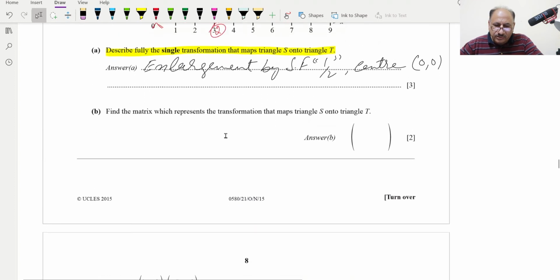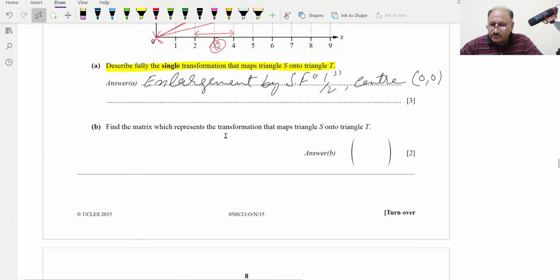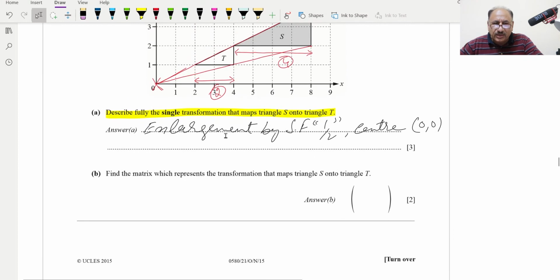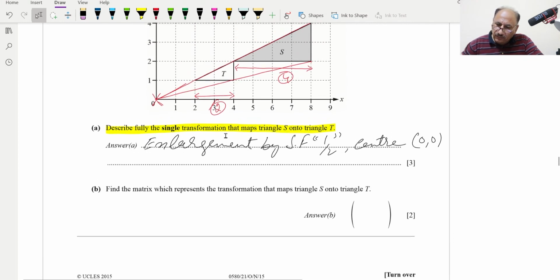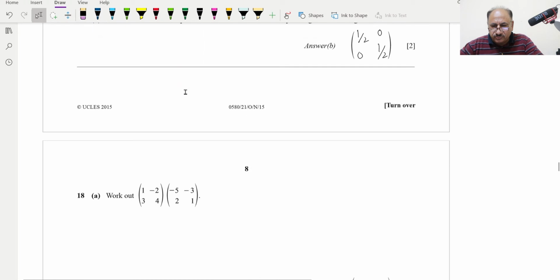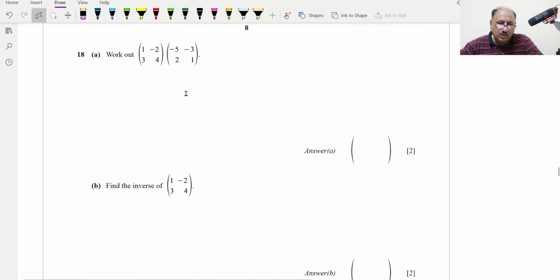Now find the matrix which represents the transformation that maps S onto T. For that one, we know this is an enlargement by scale factor 1 by 2, so this will be 1 by 2 and 1 by 2, and this will be 0, and this will be the matrix which we have done. Now work out this one.